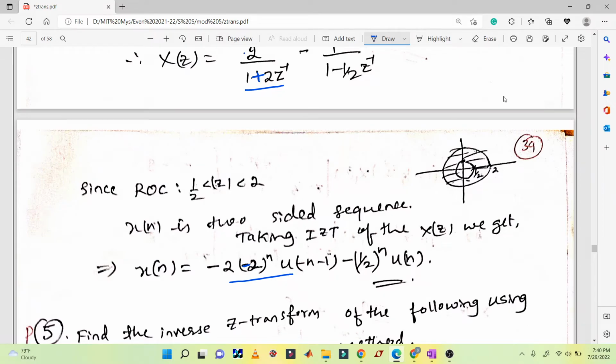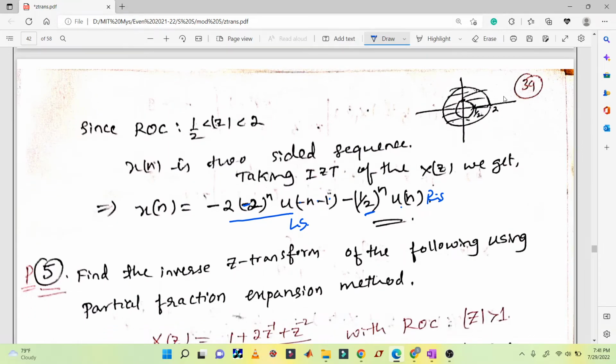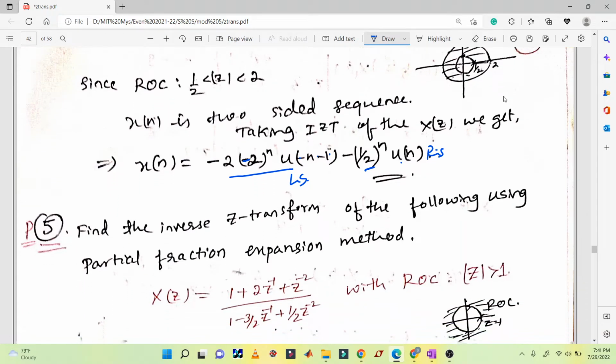This 2 I will write as minus 2 because of left sided, u of minus n minus 1, whereas this one, 1 by 2, is here. This is right sided, whereas this is left sided. Is that clear?